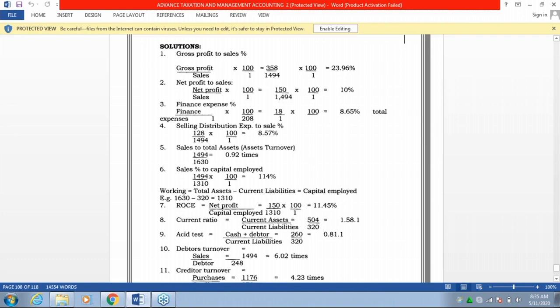Then net profit to sales. So that is when we have a net profit all over sales multiplied by 100. So when you look at the account, we have 150 as net profit all over 1,494 multiplied by 100. So here we have 10%. Then finance expenses under the percentage. So we have the finance expenses all over operating expenses multiplied by 100. That is 100 all over what? All over 208. You can see it. It's equal to 18 all over 208 multiplied by 100.